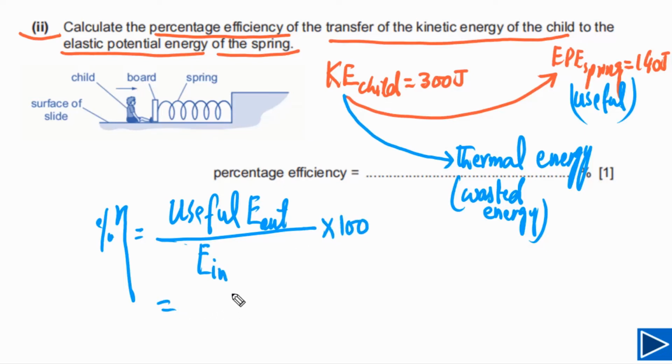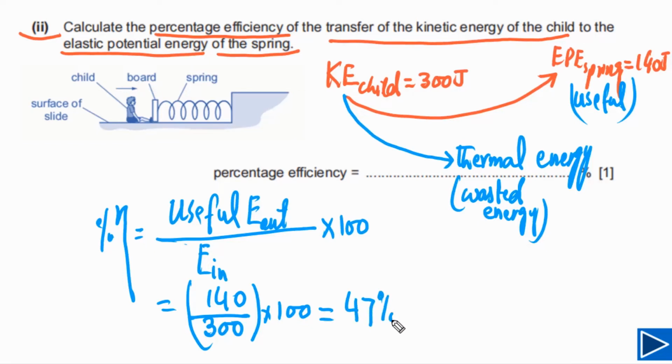In this case, useful energy output is EPE, that is equal to 140, and input energy is equal to kinetic energy. We have to multiply this by 100. If you multiply by 100, our final answer will be 47%. And this is the answer. This question has only 1 mark. If you have got the right answer, you will get the answer mark.